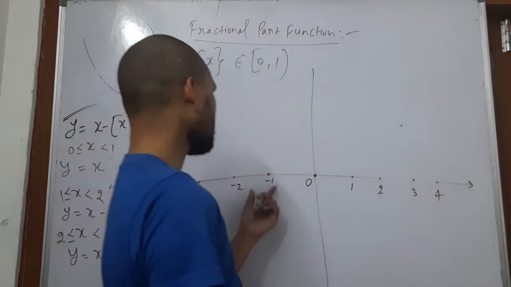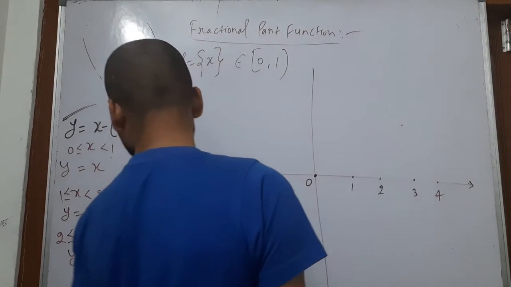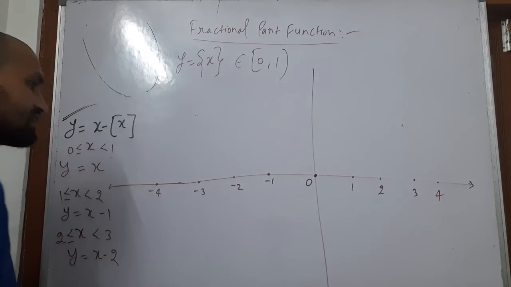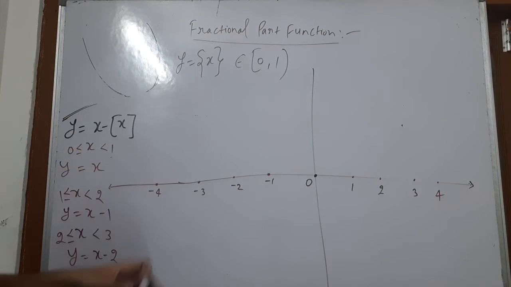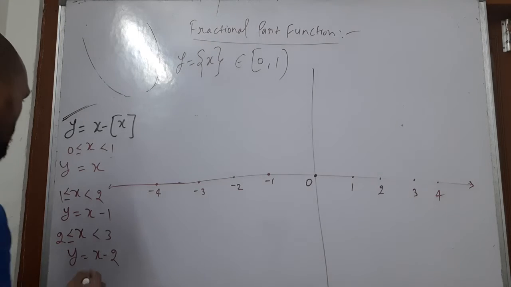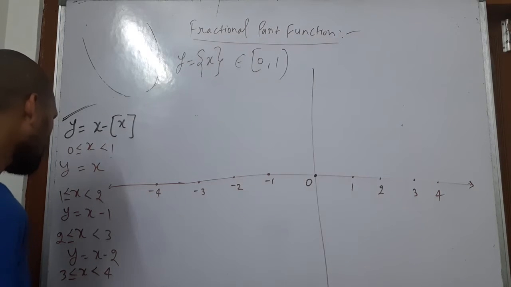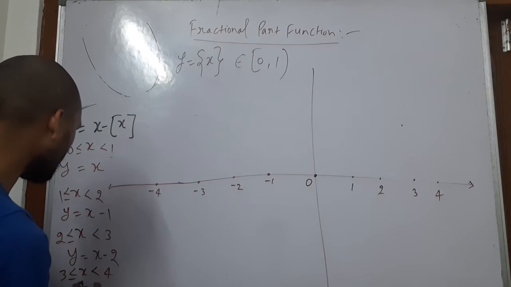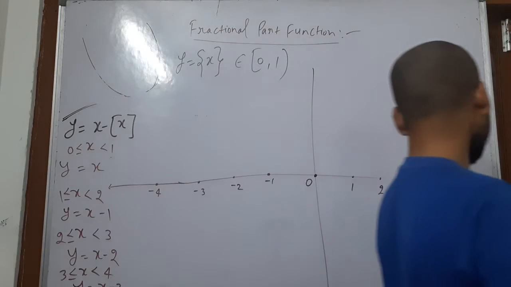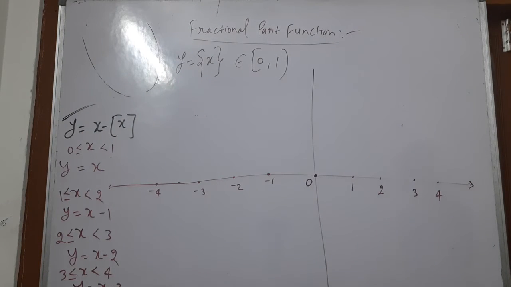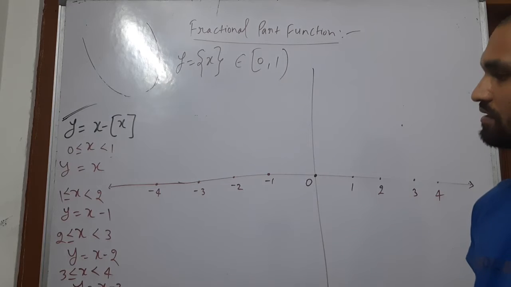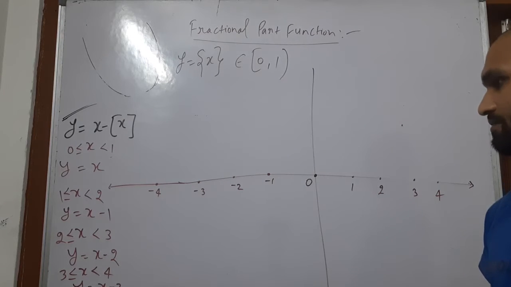Okay. Now we should take some values from the negative side, or rather we should draw the positive side first, and after that take the negative side. Another interval is when x is greater or equal to 3 and less than 4, then y will be what? x minus 3. So let us draw the graph of the positive side, then take the result of the negative side.